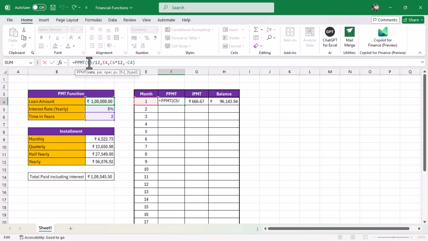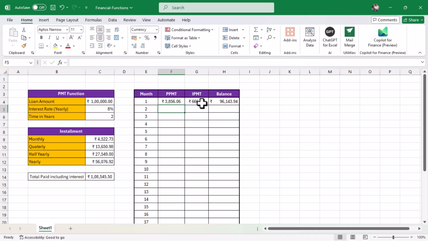So in the first value where it is asking me the interest rate, I lock the value by pressing F4. Then where it is asking me the periods, again I lock it by pressing F4. And finally the loan amount also I lock it by pressing F4. And I will hit enter. Now I'll just copy the formula down.